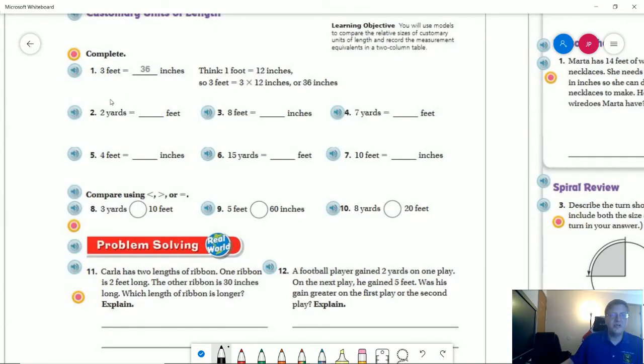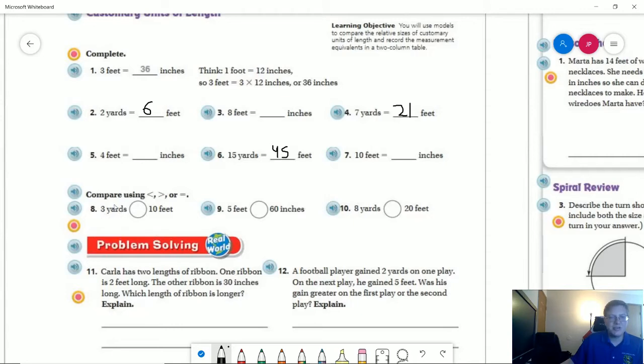So if we are working with yards to feet, we're multiplying by 3. So 2 times 3 is going to give us 6 feet for this one. For number 4, 7 times 3 gives us 21 feet. Number 6, 15 times 3 gives us 45. That might not be a fact that you have memorized, but you could go ahead and have written that down and done the multiplication problem that way.